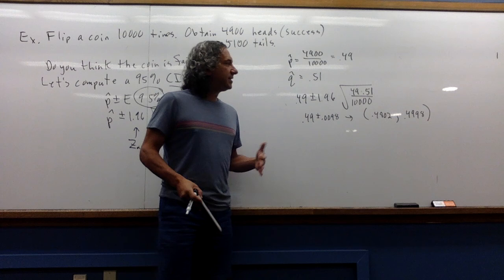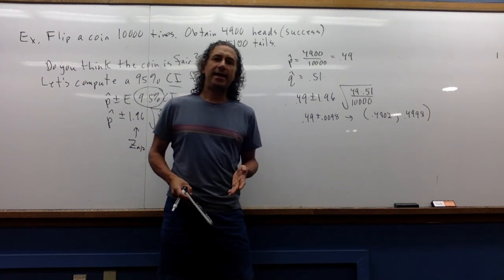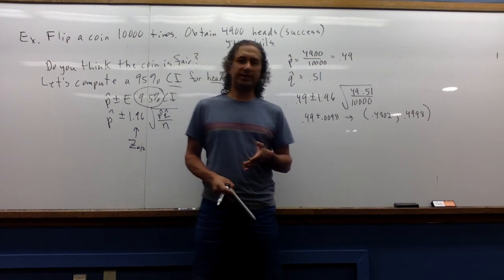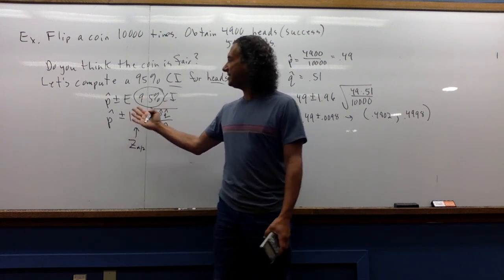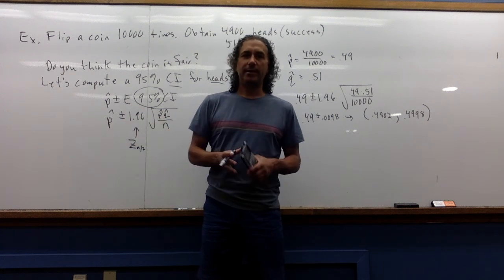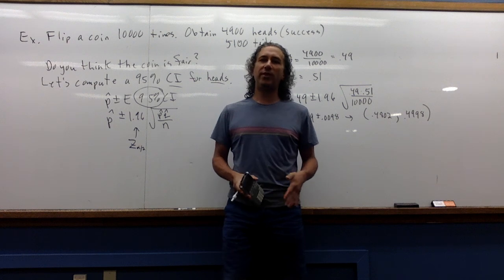Okay, so in this lecture then, what we did is we computed a confidence interval for proportions. And hopefully you're seeing that this is the exact same form and a similar proof involved in coming up with this formula.